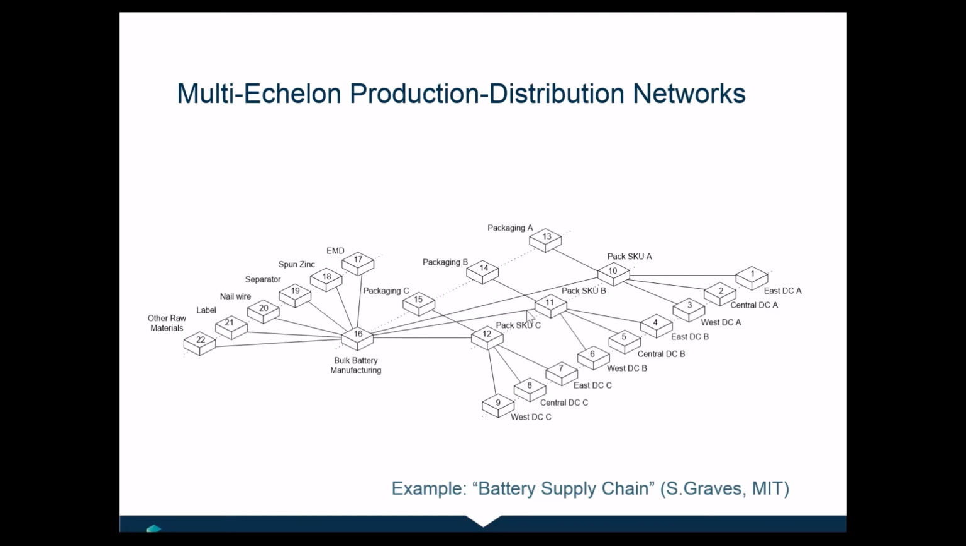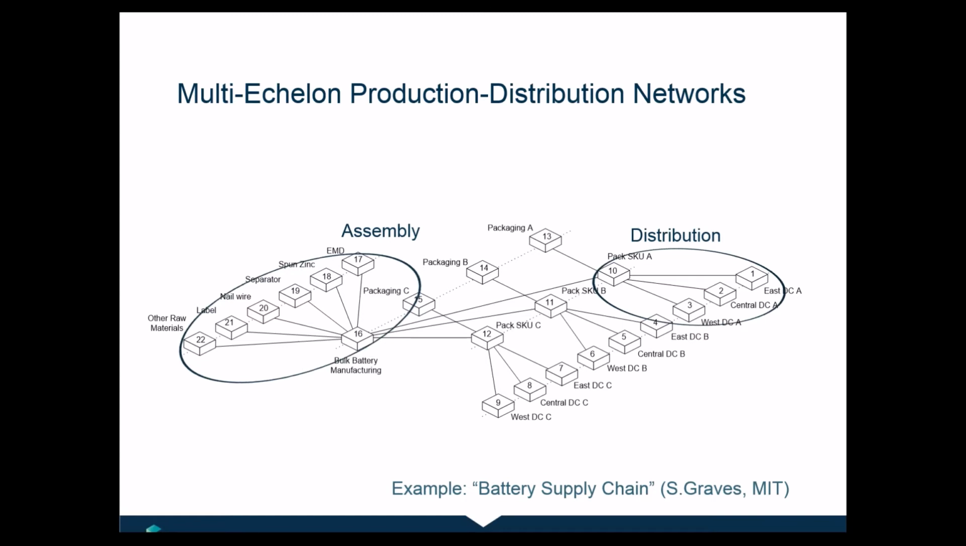And as soon as I have packaged my batteries, typically in my central DC, I will then send them to 3 regional DCs, 1 east, 1 central, 1 west. So I really keep inventories here at different levels or at different echelons. And this is an interesting case. Why? Because there are distribution aspects and there are assembly aspects. And if you can solve this type of network, you can basically solve any type of network.